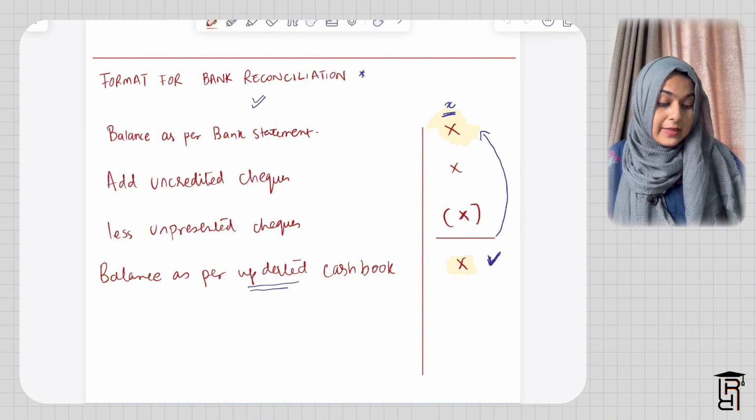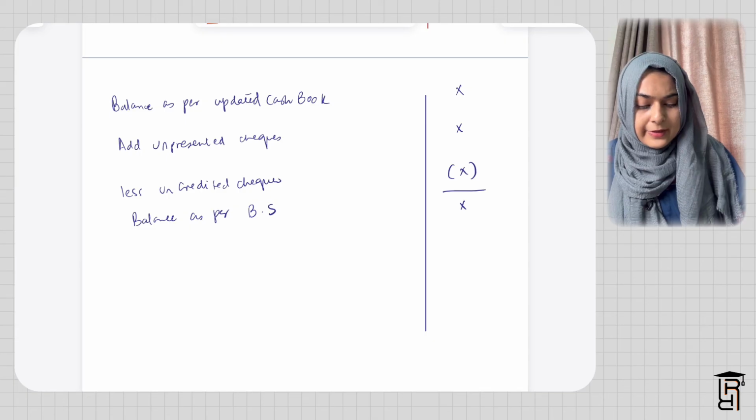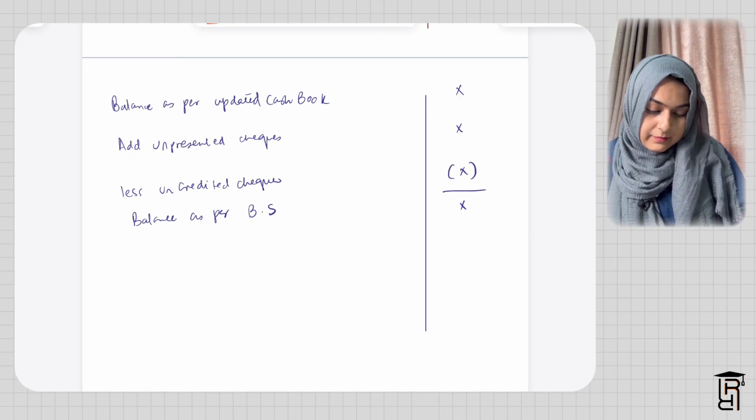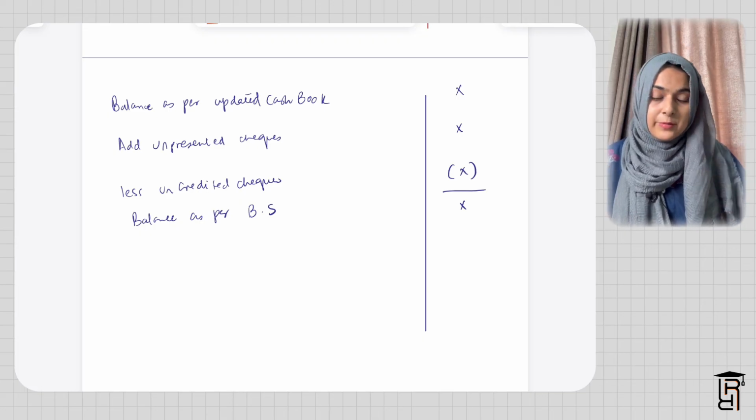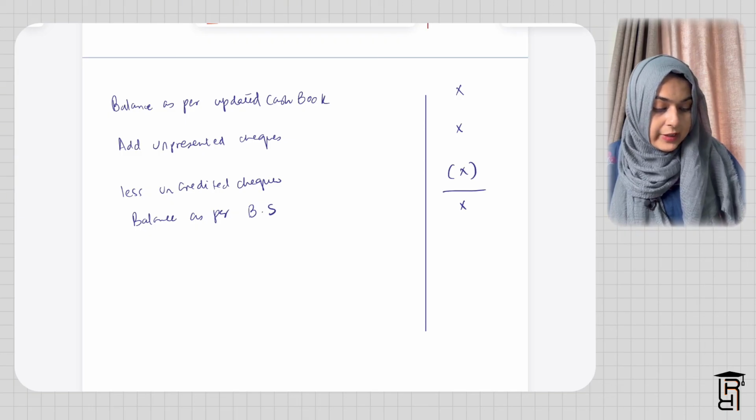Always when you look at the marking scheme, you will realize that they have done it in two presentations. So this is the other presentation: balance as per updated cash book. We'll start with balance as per updated cash book, which we have taken out from the updated cash book, add unpresented checks, less uncredited checks, and we'll get our balance as per bank statement.